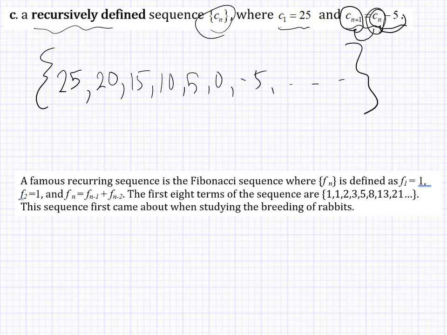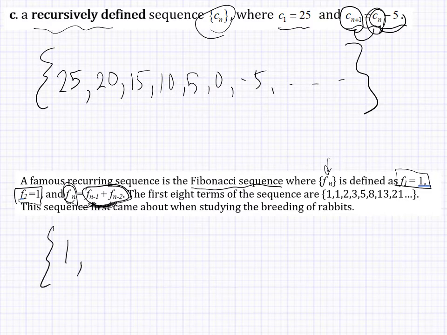A pretty famous recursively defined sequence is the Fibonacci sequence. It doesn't really play a huge role for us right now, but it's a very famous recursive sequence where f sub n is the sequence, the first term is 1, the second term is 1, and then every other term is defined by f sub n minus 1 plus f sub n minus 2. So it takes the two previous terms and adds them together. In this case, you need to know two terms to find the next term, which is why we needed the first and second term.